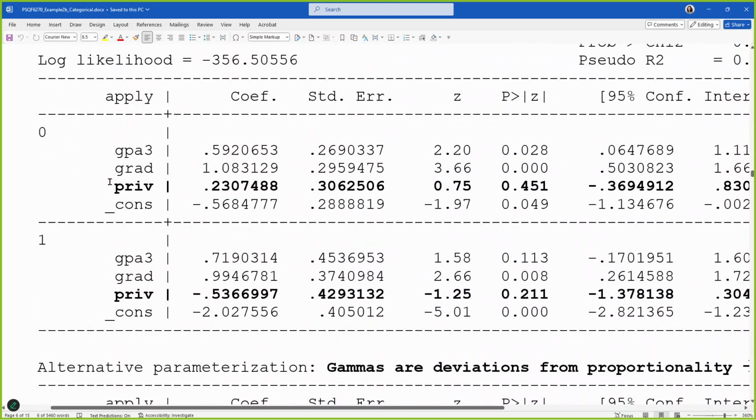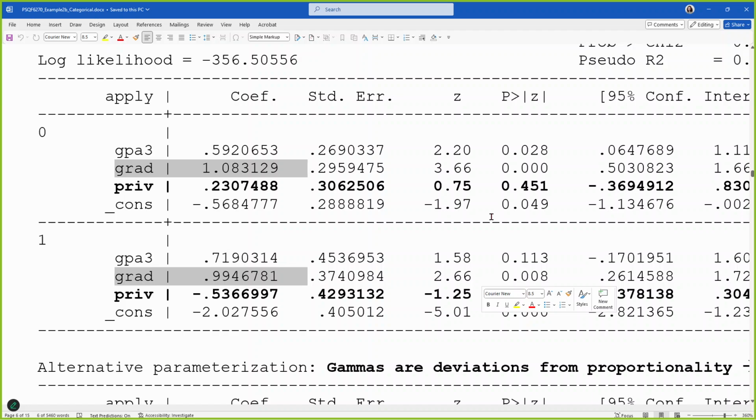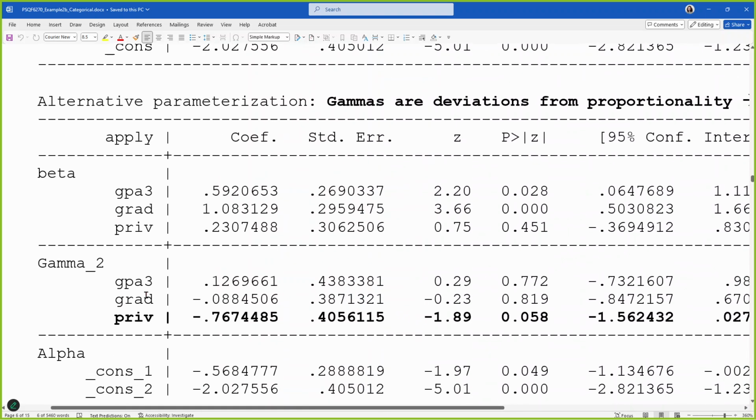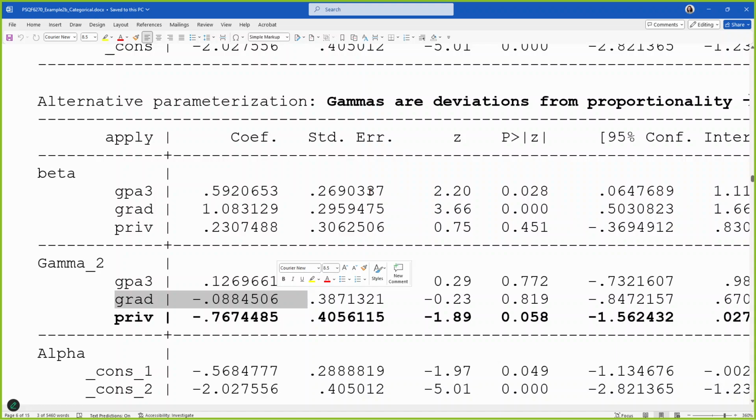Likewise, for grad school, parents went to grad school has a slope of 1.08 in the first submodel. It has a slope of 0.99 in the second. Is my difference going to be positive or negative? Smaller in the second. Yeah, should be negative. So these are signed. The first submodel is the reference. The second submodel is the comparison. So a negative difference means the second submodel's slope was either less positive or more negative.